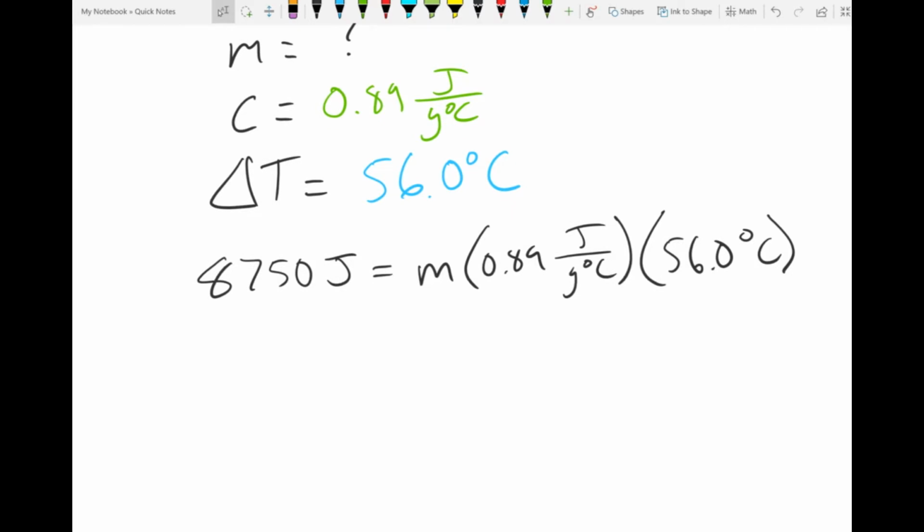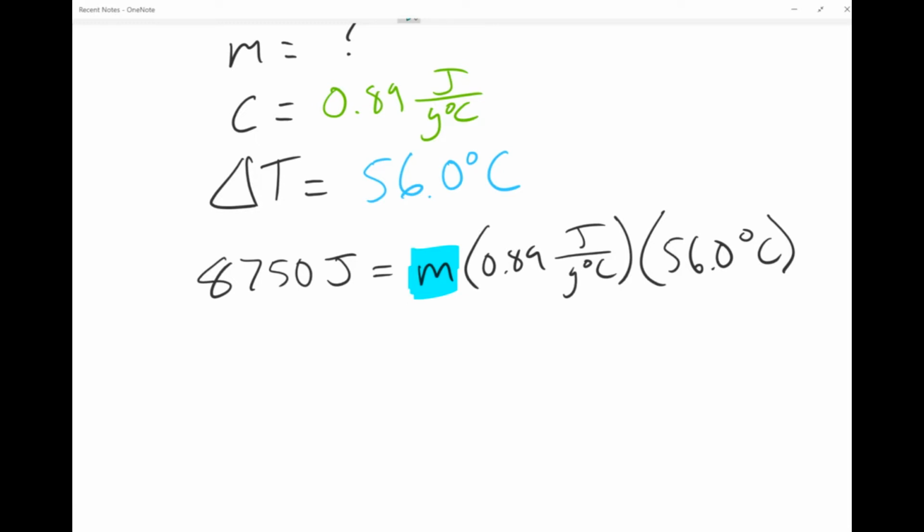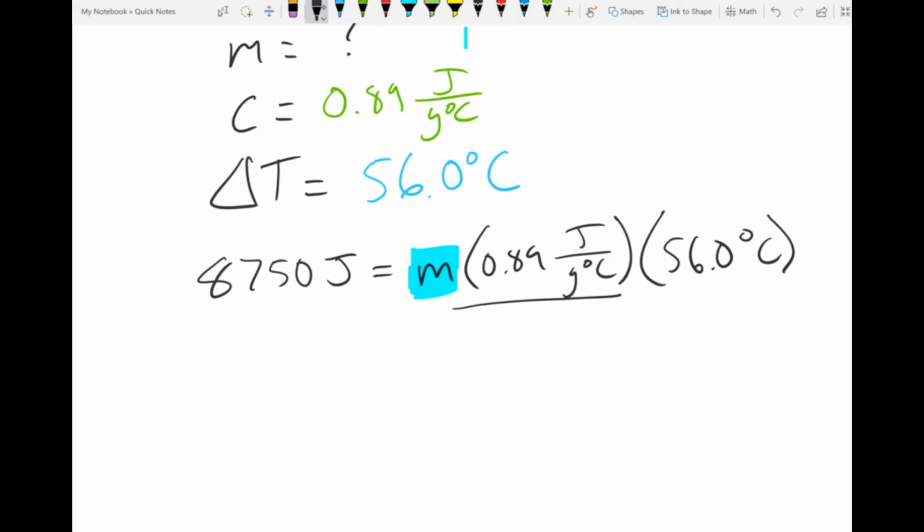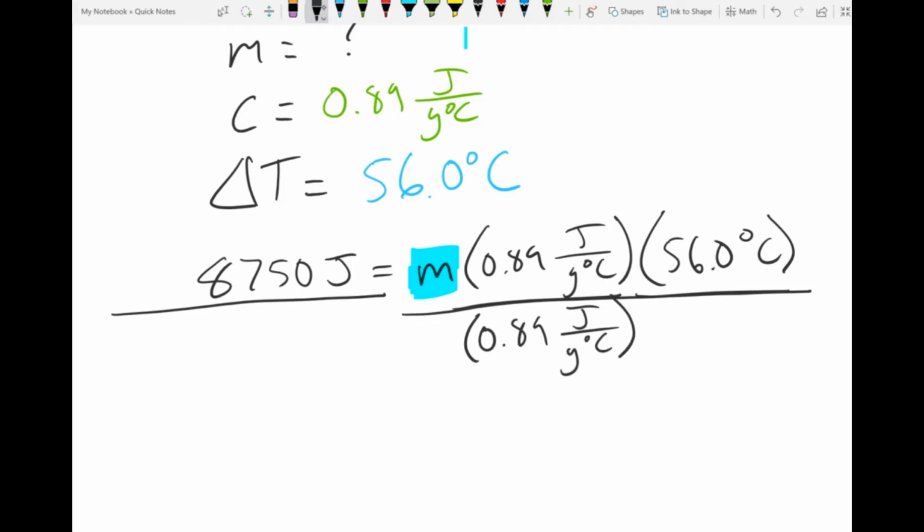Now, there's multiple ways to do this. The way that I like to do it is that I know that the variable that I want is right here. So according to algebra, whenever you want to solve for the variable that you want, you get rid of everything around it. In this case, we know that this M is going to be multiplied by the 0.89 joules per gram degrees Celsius. And then we also know that it's being multiplied by the 56.0 degrees Celsius. So one very fast and simple way to do this is you just divide both sides by 0.89 joules per gram degrees Celsius, so by the specific heat.